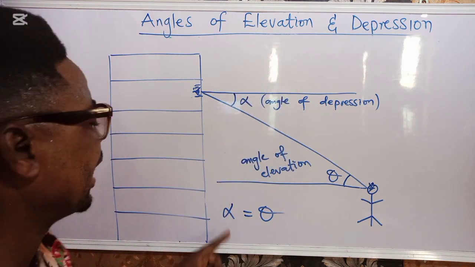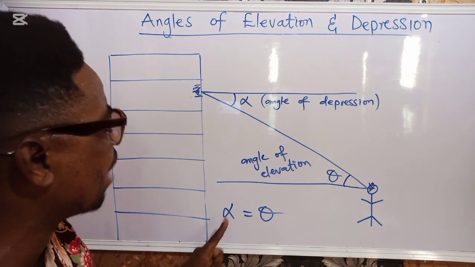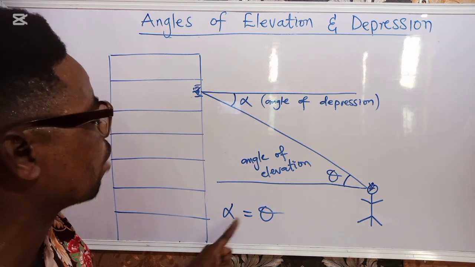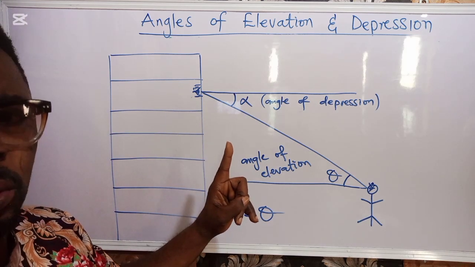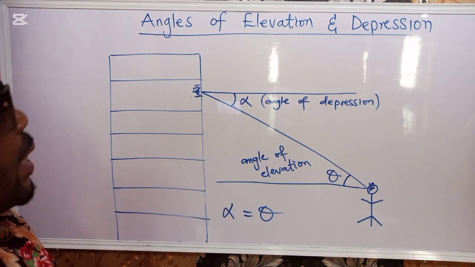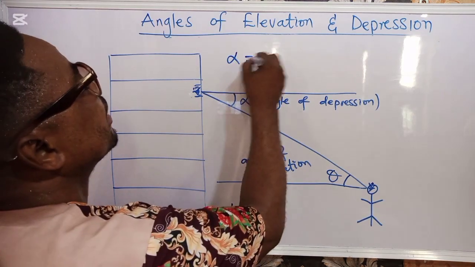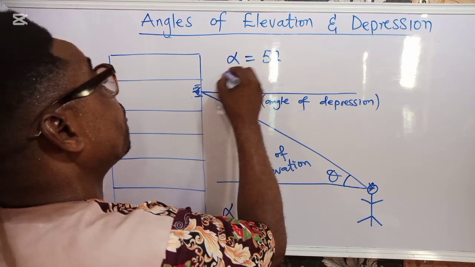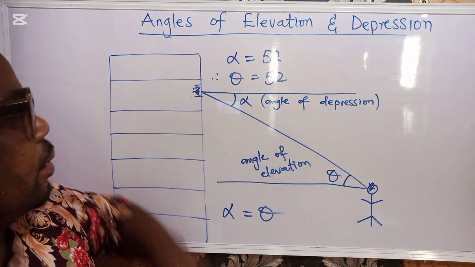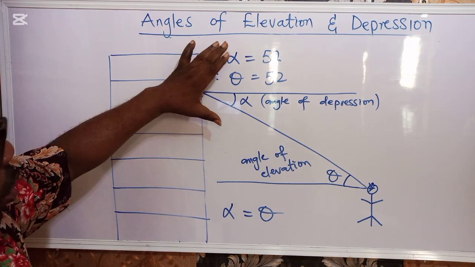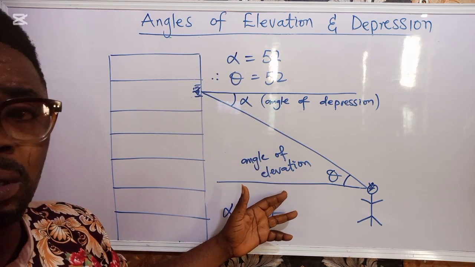So that is it. So here, angle of elevation is equal to angle of depression, and angle of depression is equal to angle of elevation in a single scenario. So we should know that. That is, I am saying that if angle of depression here is 52, therefore angle of elevation here is also 52. All right, that is it. Angle of depression in a single scenario is equal to the angle of elevation.